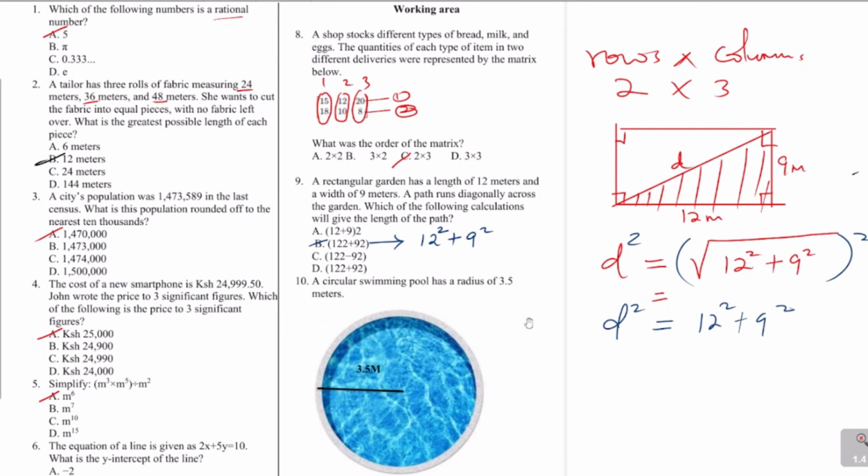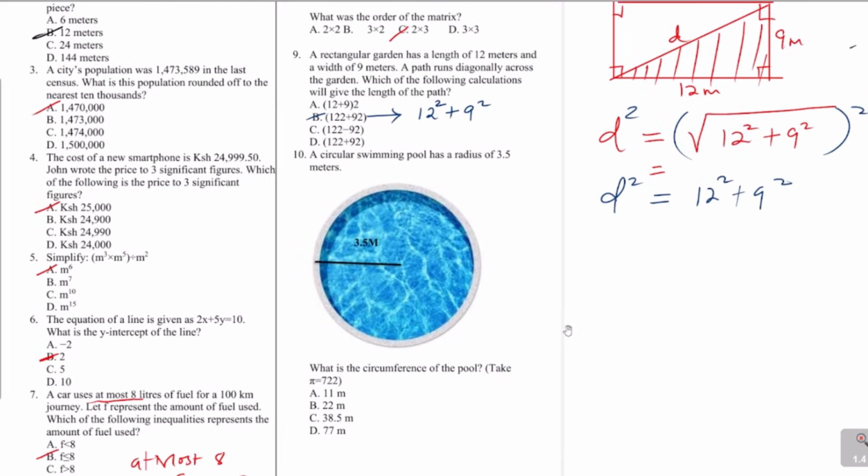We go to the next question. Question 10. A circular swimming pool has a radius of 3.5 meters. What is the circumference of the pool? So how do you get circumference? Circumference is also the same as the perimeter. Circumference is given by 2 pi r or pi D. So you can use any of these formulas.